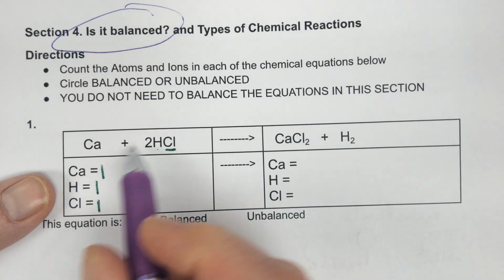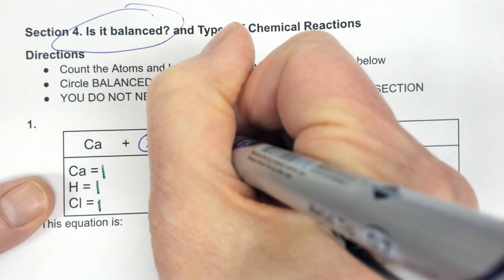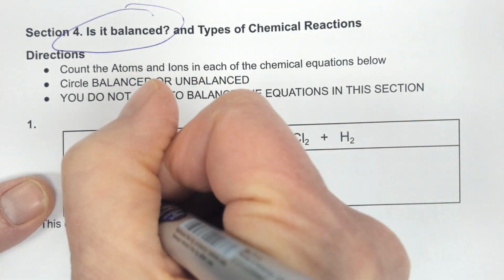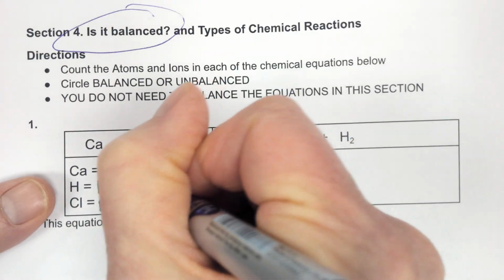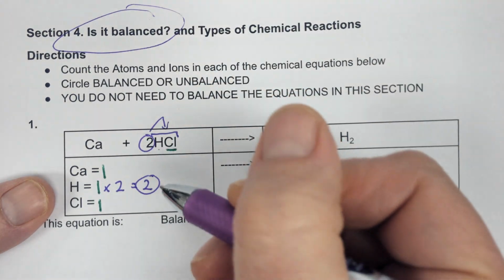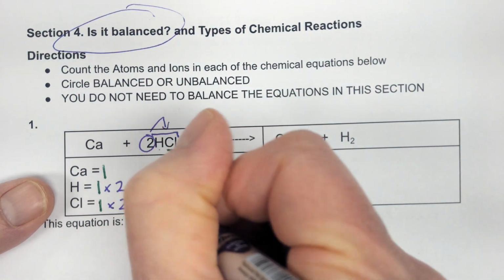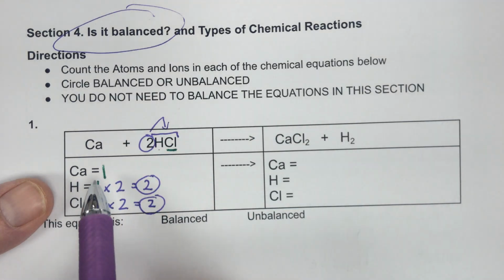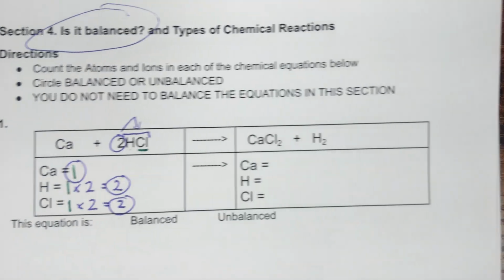Then I had a coefficient for this formula. It only applies to this formula, nothing else in the equation. But I have to apply it so that I know the total amount of atoms that are represented by this formula. And the 2 also multiplies the Cl because it multiplies everything in the formula. So I have 1 calcium, 2 hydrogens, and 2 chlorines on this side.